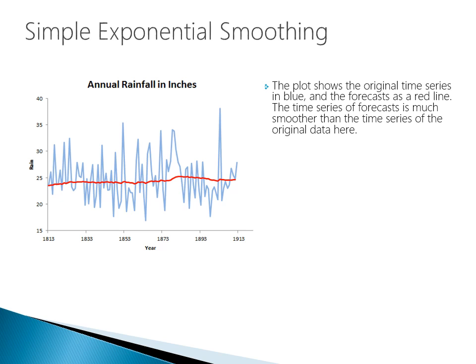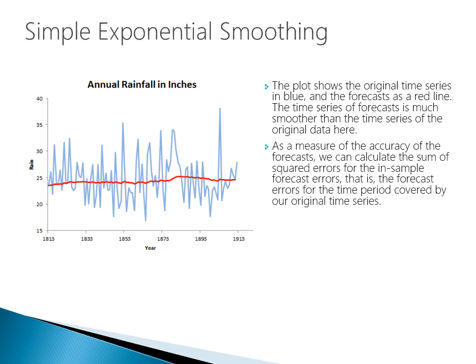The plot shows the original time series in blue and the forecasts as a red line. The time series of forecasts is much smoother than the time series of the original data here. As a measure of the accuracy of the forecast, we can calculate the sum of squared errors for the in-sample forecast errors, which is the forecast errors for the time period covered by our original time series.